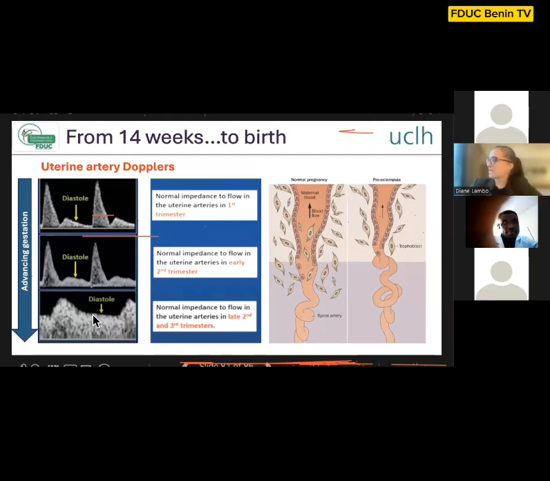The second wave of placentation is generally concluded by around 20 to 22 weeks. So by that point, your uterine arteries are what they will be.